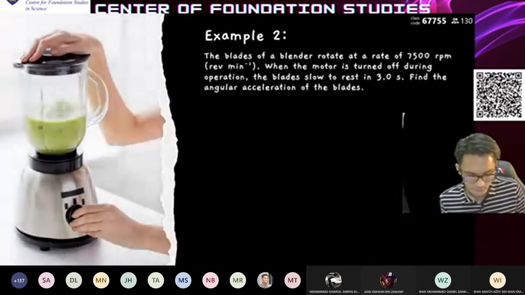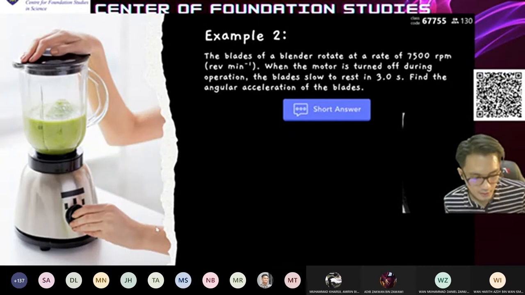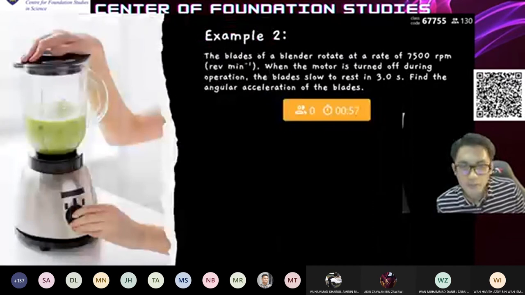Example 2, the blades of blender rotate at a rate of 7500 revolution per minute. So when the motor is turned off during operation, the blades slow to rest in 3.0 second. Find the angular acceleration of the blades. Okay, this will cari angular acceleration. I open the response. So you may start calculating and then just submit your answer.